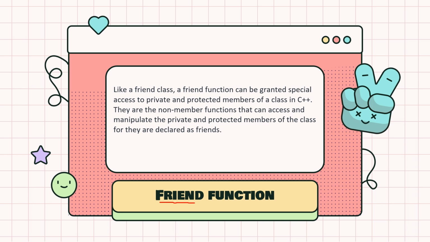We have a friend function. It is quite similar to the friend class. We declare a friend function in a particular class, so that friend function will access the private and protected members of the class. So this is called a friend function. Now we have to move forward.